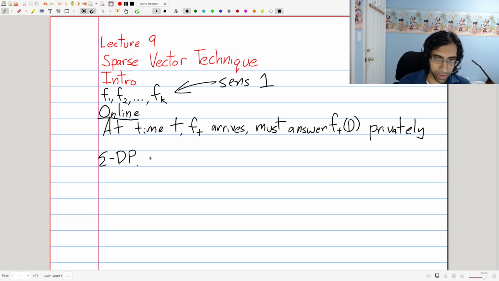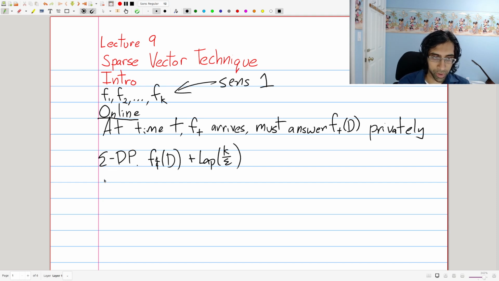Well, all we have to do is answer very simply. We just have to output at each time step ft on the dataset D, plus some Laplace noise, which is of magnitude k over epsilon. And why is that? Well, you can just see that there are k queries overall, and if we add Laplace k over epsilon noise to each one, then by basic composition, the overall thing will be epsilon DP.